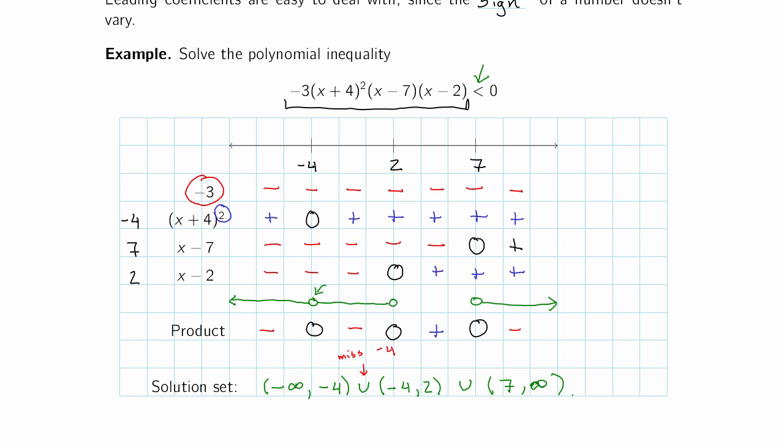Dealing with leading coefficients then, is just the same as dealing with any other factor, except easier because their sign is always the same.